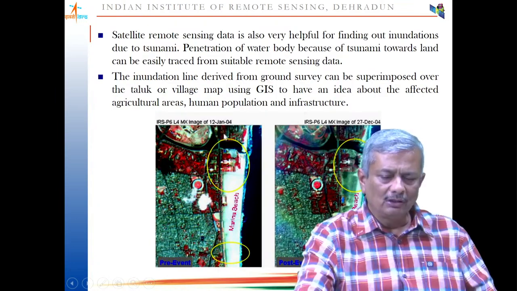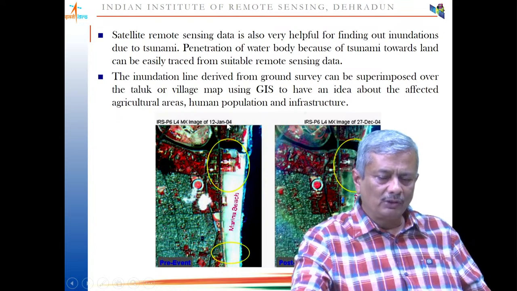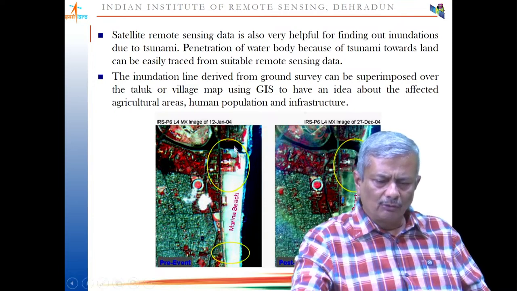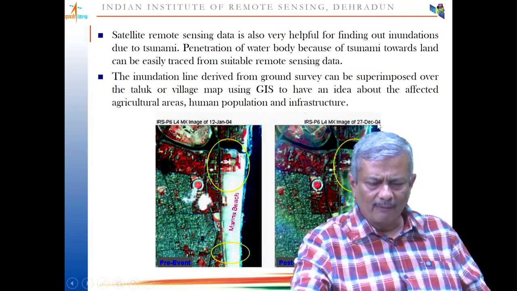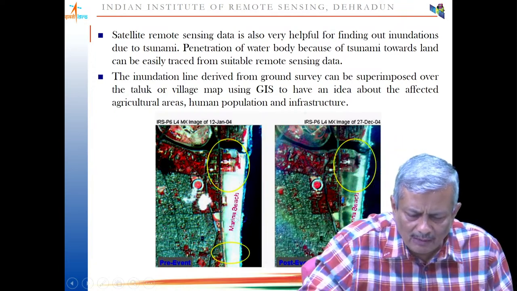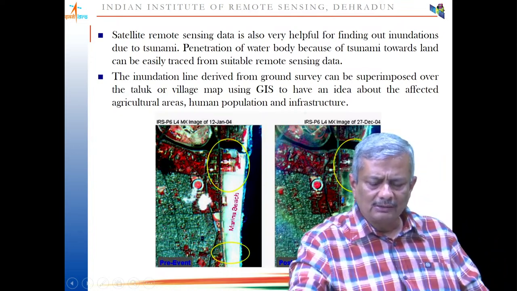This is the Marina Beach. This is 12 January 2004. The tsunami came on 26th December 2004, and this is the image of 27th December 2004. You can see that before the tsunami came, it was a very pristine white beach, Marina Beach. You can see that after that, half of the Marina Beach is waterlogged.